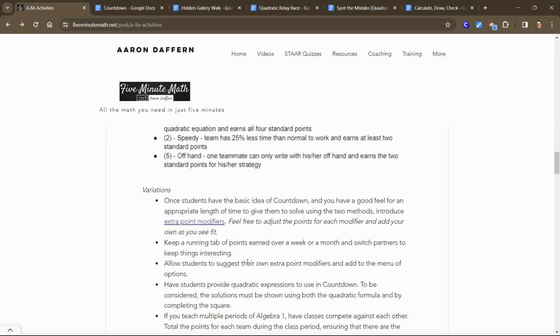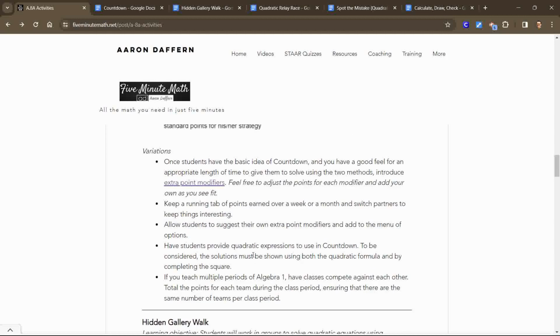Have students suggest their own extra point modifiers. Have students provide their own quadratic expressions to be used in Countdown. In order to do that, though, they would need to have the solution shown in both the quadratic formula and by completing the square. And if you teach multiple periods of Algebra 1, you can have classes compete against each other. Make sure you've got the same number of teams per class period, and then just count up the total number of points that class period has and compare that with another class, and you get a little bit of a rivalry there. So that's one activity.